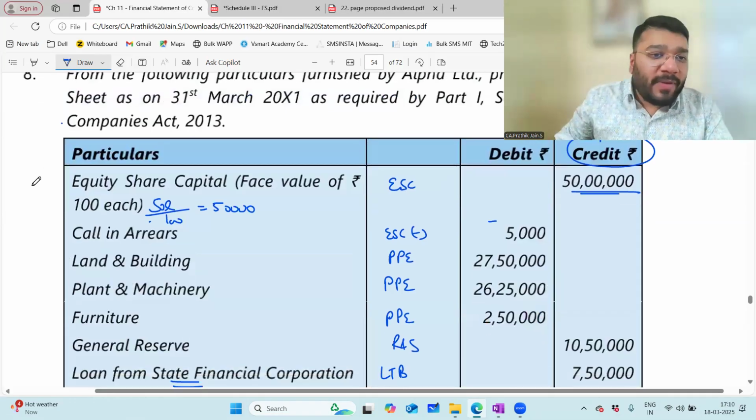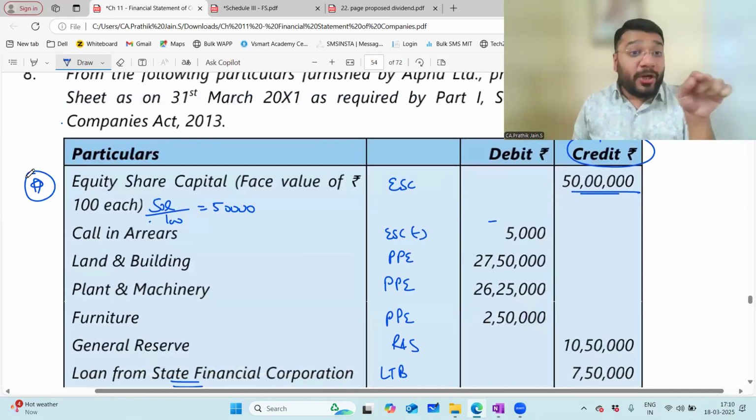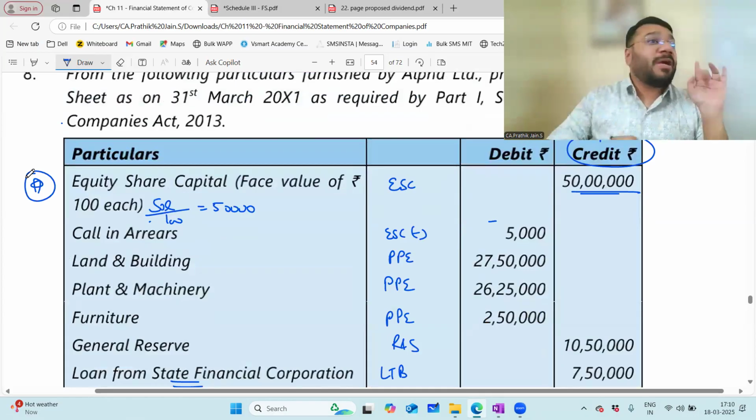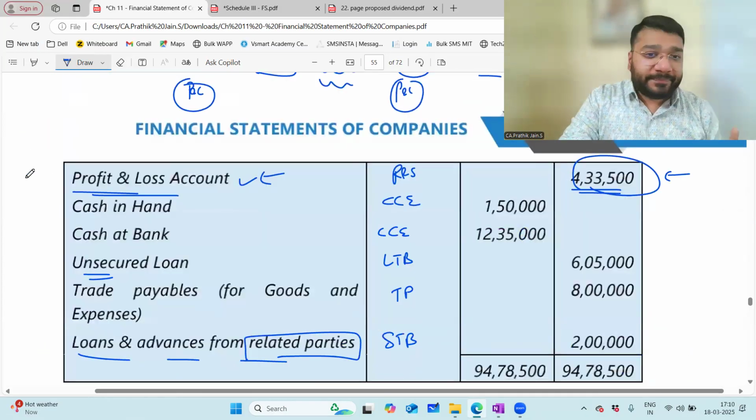Chalo, great. Which means I'll come back here. I'll put a star mark. Why am I putting a star mark? Because when I do this part, I have to take care of the adjustment. So I'm putting a control point.